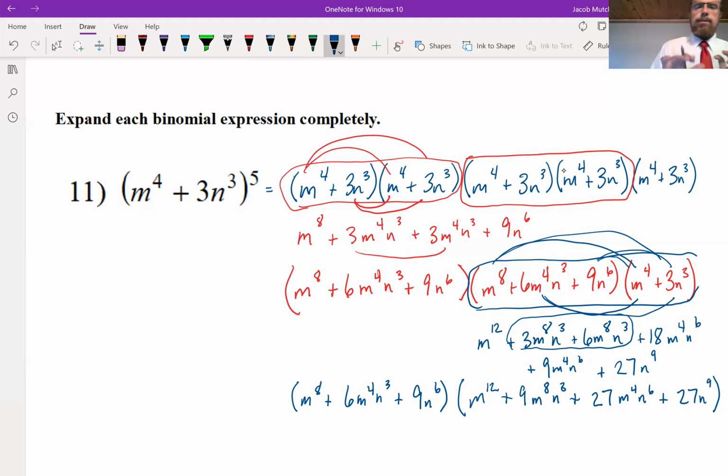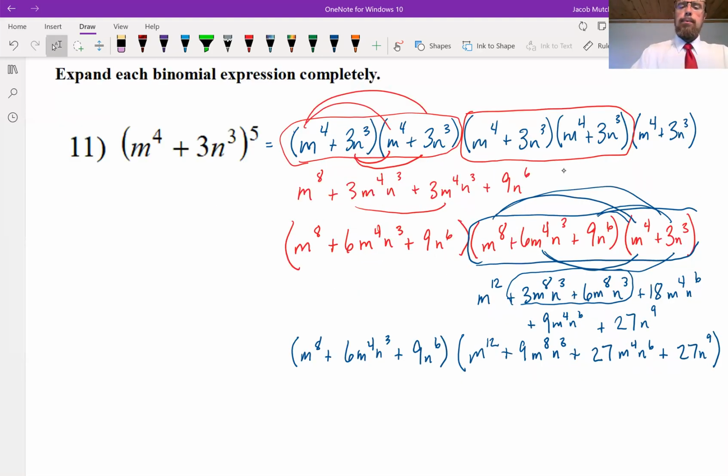Once I've got it into two polynomials, again, the way I want to set it up is in the table. So I'll put that first trinomial across the upper column. So it's m to the power of 8 plus 6m to the 4th n cubed, and then plus 9n to the power of 6. And again, I'll put the 4 terms in the second polynomial along that column.